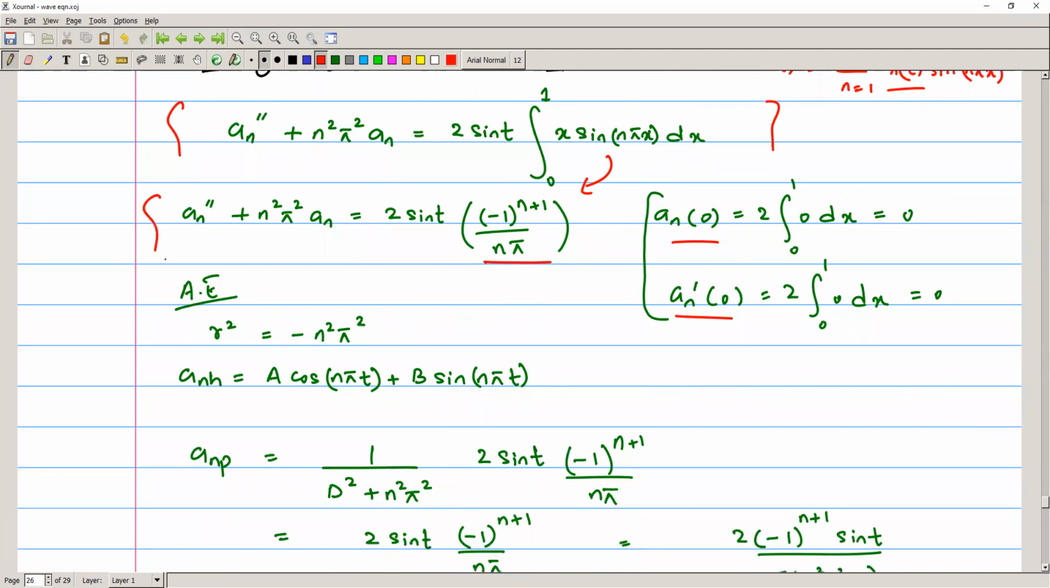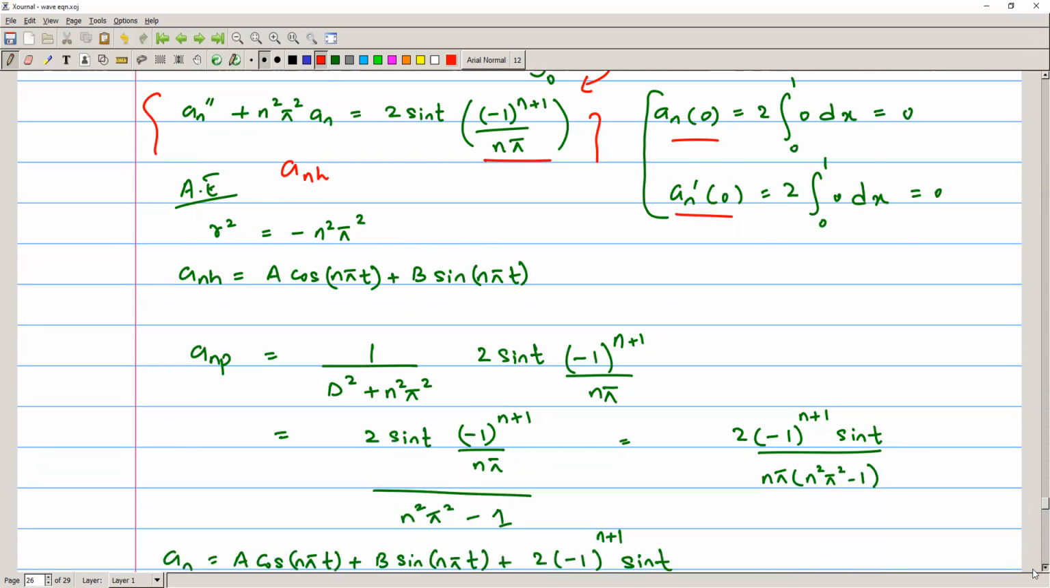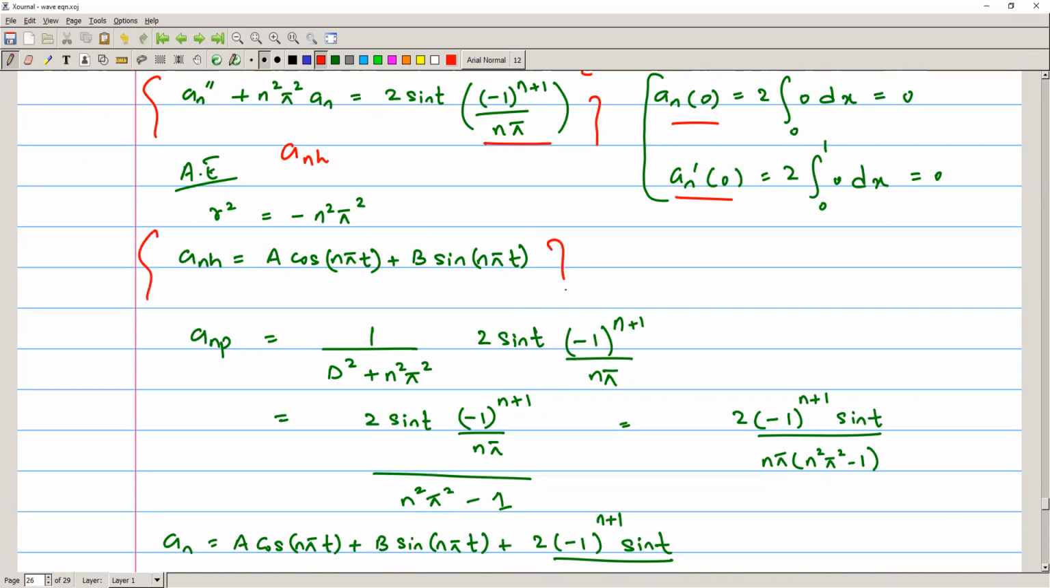So now we can solve this equation. This is a second order non-homogeneous differential equation. We can use the auxiliary equation for the homogeneous part and the particular solution by the operator D method. Here the homogeneous part will be a cosine n pi t plus b sine n pi t, and the particular solution we get by applying the operator D method. We are all familiar with the operator D method. We operate on sine t.